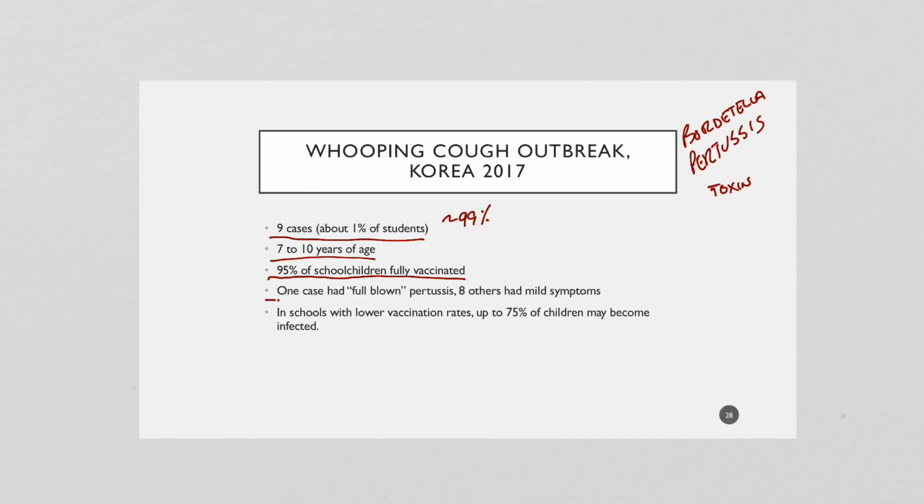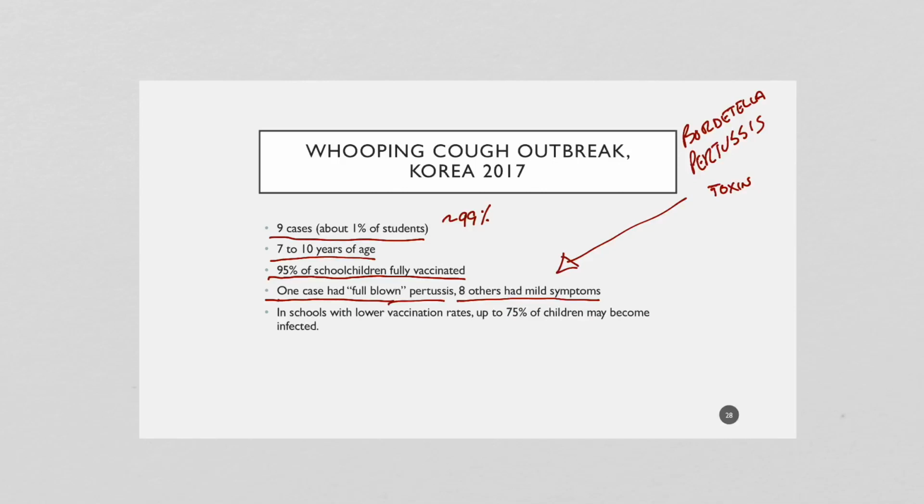But this outbreak, look at this. One case had full-blown pertussis. The other ones had mild symptoms, because they were vaccinated. The toxin was still attaching to their villi, but their immune system was acting quickly and trying to get rid of that toxin and getting rid of the bacteria as well. So the symptoms were milder. Only one case had full-blown pertussis. Guess who was the unvaccinated one?